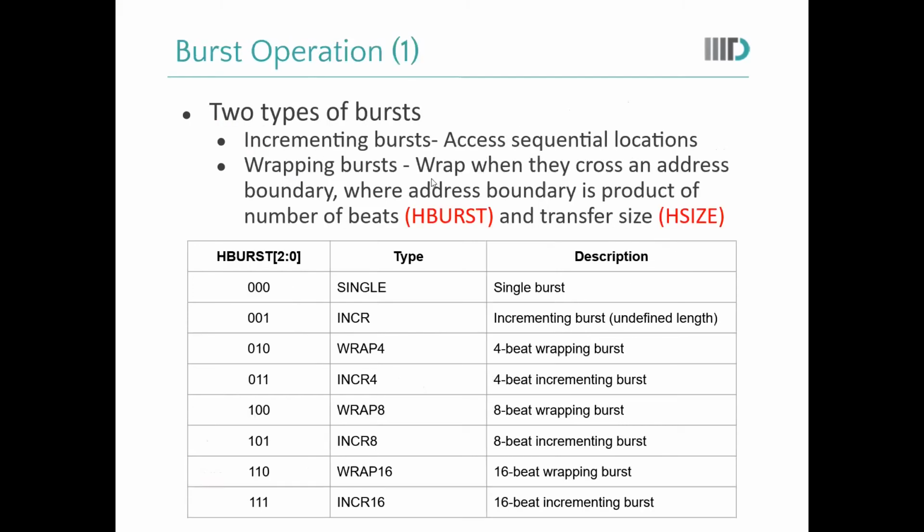In burst operation, we have two types, incrementing bursts and wrapping bursts. Basically it supports 4-beat, 8-beat, 16-beat or undefined-length incrementing bursts. For each of these, we have incrementing and wrapping. An incrementing burst goes on to access sequential locations. Wrapping bursts wrap when they cross an address boundary. The address boundary is the product of the number of beats, which is given by HBURST, and the transfer size, which is given by HSIZE. In this particular case, we have WRAP4 and INCR4. Similarly, we have various other operations.